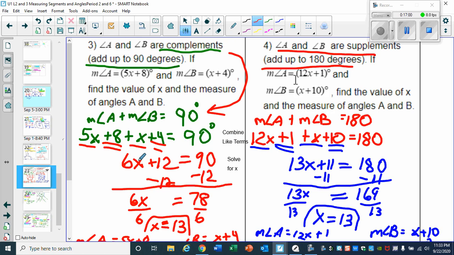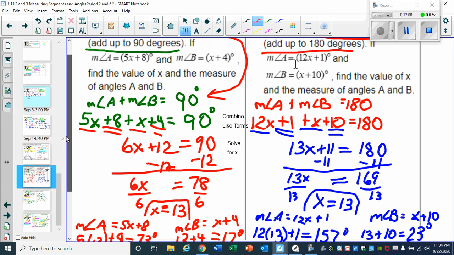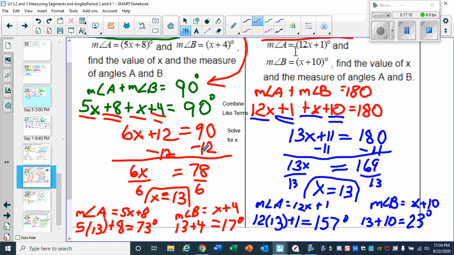So here, combine like terms. 5x and 1x is 6x. 8 and 4 is 12. Solve for x. 90 minus 12 is 78, and down to 6x. Divide both sides by 6. X is 13. So then you plug 13 into both x's. The measure of angle A is 5 times 13, 65, plus 8, 73. And then the measure of angle B is 13 plus 4, 17.